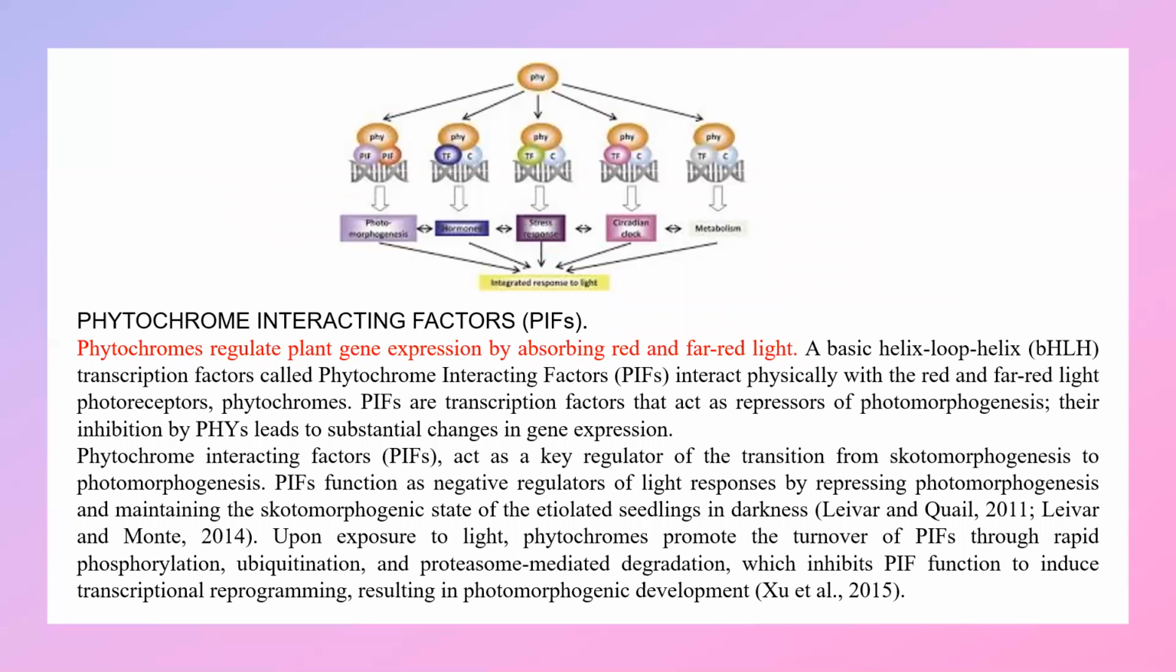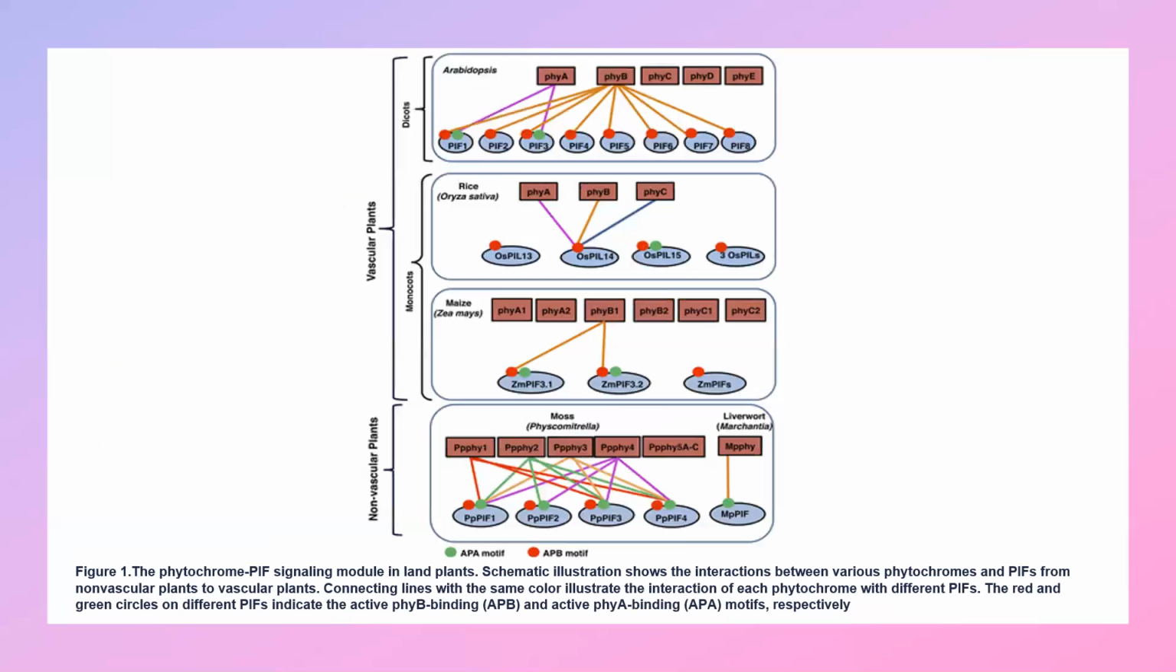PIFs act as key regulators of the transition from scotomorphogenesis, that is, growth in dark, to photomorphogenesis. PIFs function as negative regulators of light responses by repressing photomorphogenesis and maintaining the scotomorphogenic state of the etiolated seedlings in darkness. Upon exposure to light, phytochromes promote the turnover of PIFs through rapid phosphorylation, ubiquitination, and proteasome mediated degradation, which inhibits PIF function to induce transcriptional reprogramming, resulting in photomorphogenic development.